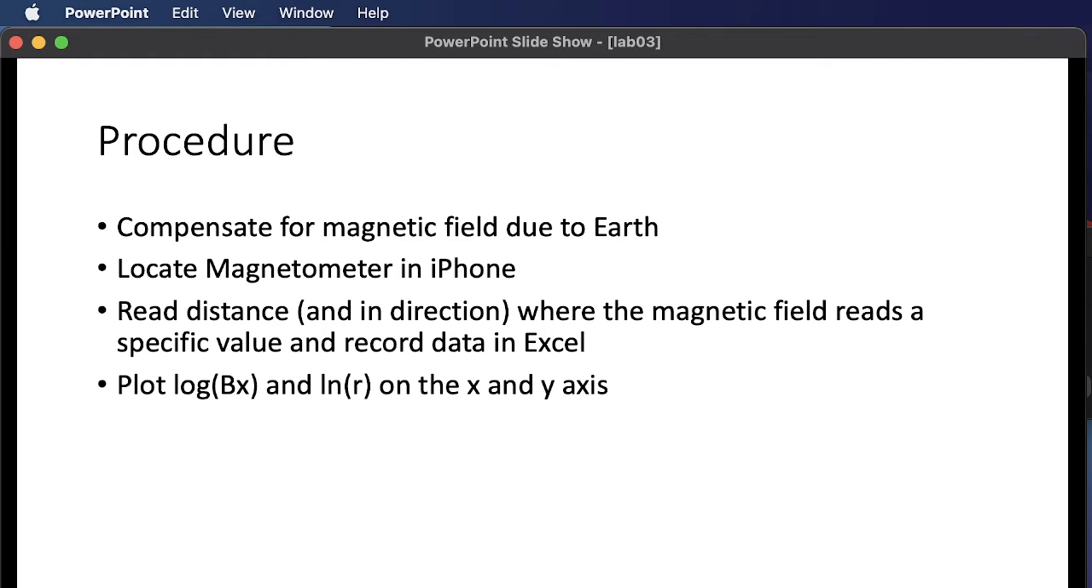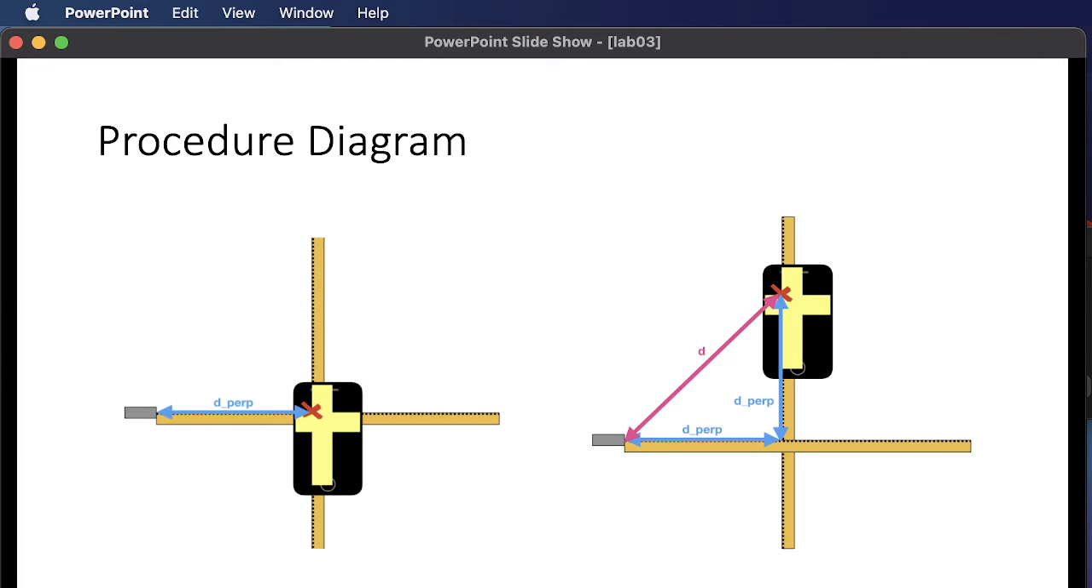So the first thing that we're going to do is compensate for the magnetic field, then we're going to locate the magnetometer in the iPhone, and we're going to read the distance on axis at each specific value from 20 to 220, and we're going to record this data in Excel. Then we're going to plot our distance dependence equation logarithmically, so that we're going to linearize the displacement versus magnetic field. And here's the two parts of our procedure.